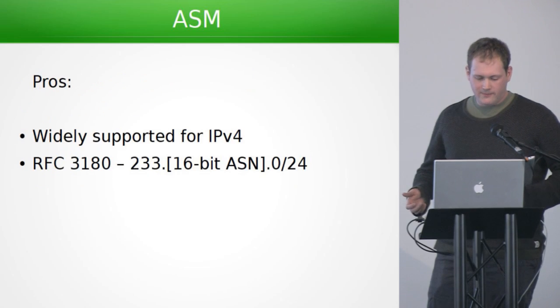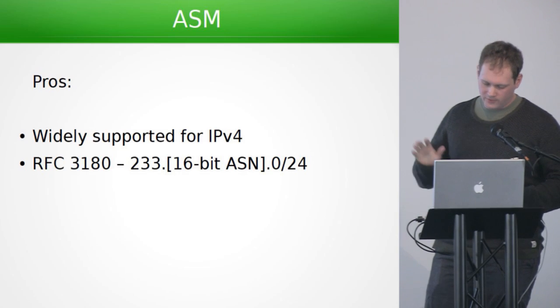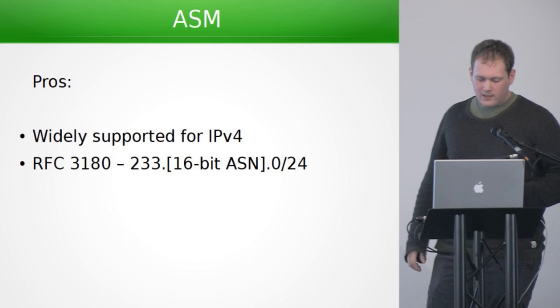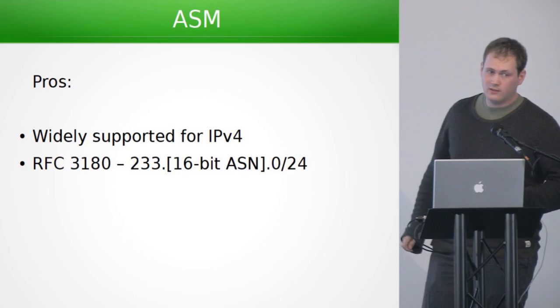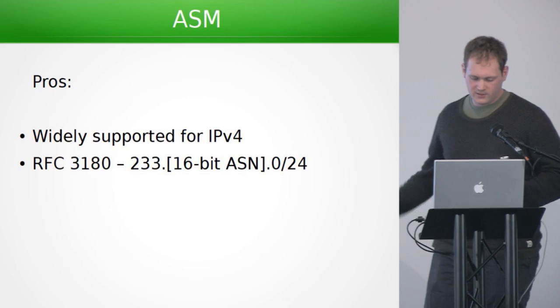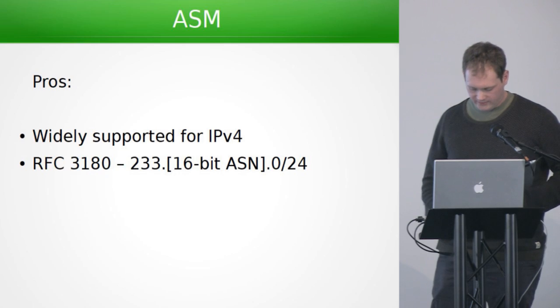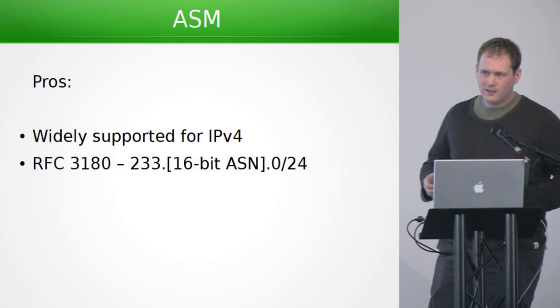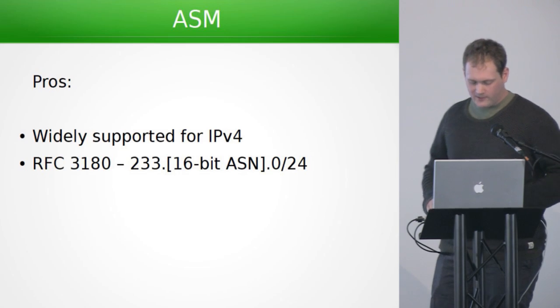Good things about ASM. Lots of devices support it, which is great. Even some of the fairly old stuff, even though it might need a little bit of help from the router or whatever. And anyone with a 16-bit AS number already has a /24 of this space that they can do what they want with, which is good. You just put your AS number in the middle and use the groups as you see fit. You actually don't have to stick to those, but we don't want to tell people that because they shouldn't be naughty.